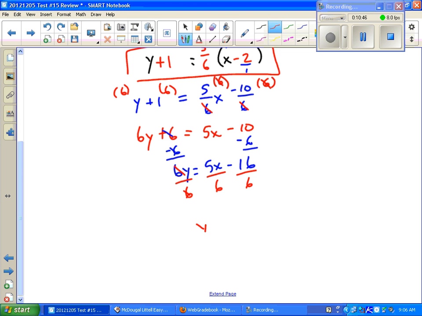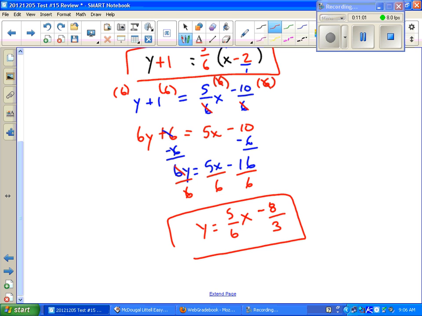These will cancel out. Y equals the slope that we've been having, 5 over 6x. And the number 2 goes into both of these terms. It goes into negative 16, negative 8 times, and into 6 3 times. Here it is, slope-intercept form.